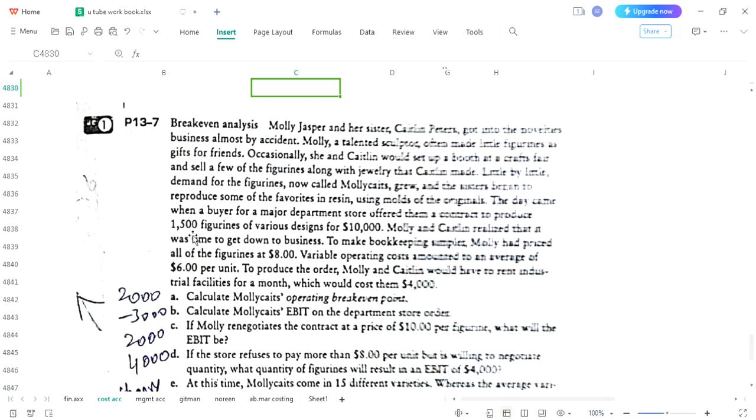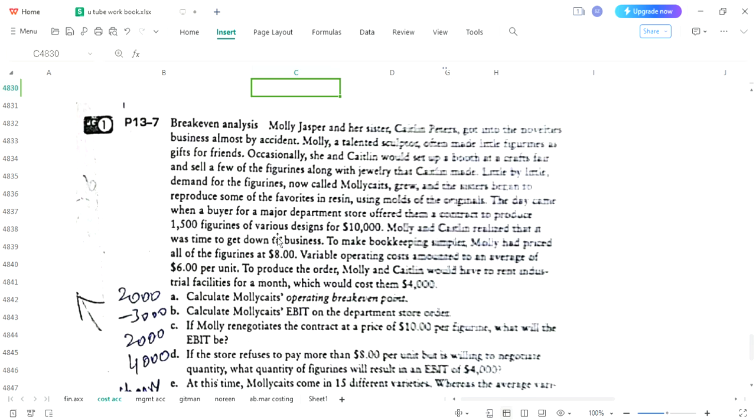As an accountant, we are interested in calculations. So 1500 units of varied designs for $10,000. It means they have got the contract of 1500 units and they can sell it for $10,000. Realized that it was time to get down to business. To make bookkeeping simple, Molly had priced all of the figurines at $8. What does that mean for us?